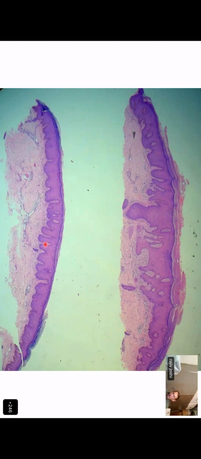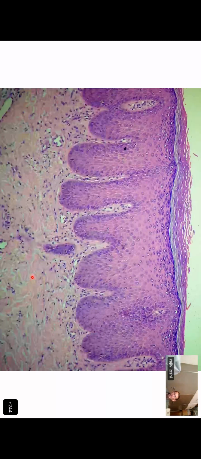So this is an example of lichen simplex chronicus. This is an example of prurigo nodularis. The same patient. Here you have irregular hyperplasia of follicular epithelium. So therefore you get this irregular endophytic proliferation. Here you have more regular proliferation of the epidermis, which is psoriasiform.